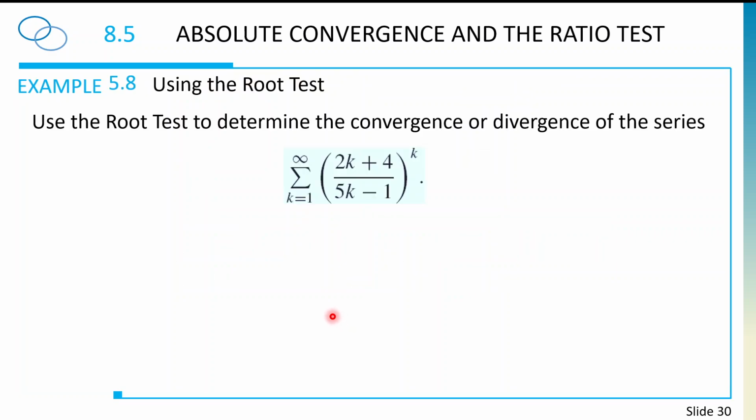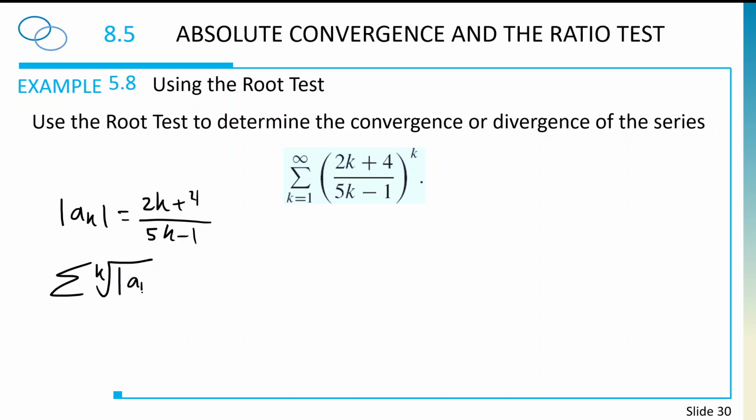So let's see our last example for today, something like this one. We need to use the root test to determine if it's convergent or divergent. Do I need to use the absolute value here? No need, as they are already positive, but we can take the absolute value just in case, to follow that in general for your future. So I'll take the absolute value of a_k, which is (2k plus 4 over 5k minus 1), and they are already positive. Now I need to take the kth root of the absolute value of a_k. This is with the power k.